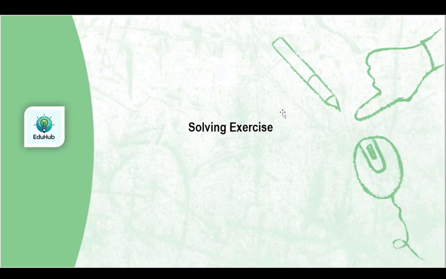So let's go. Before solving the problems, we need to know one thing. If we want to express a number 8000 scientifically, we can write it 8 into 1000. That means 8 into 10 into 10 into 10. That means 8 into 10 to the power 3.